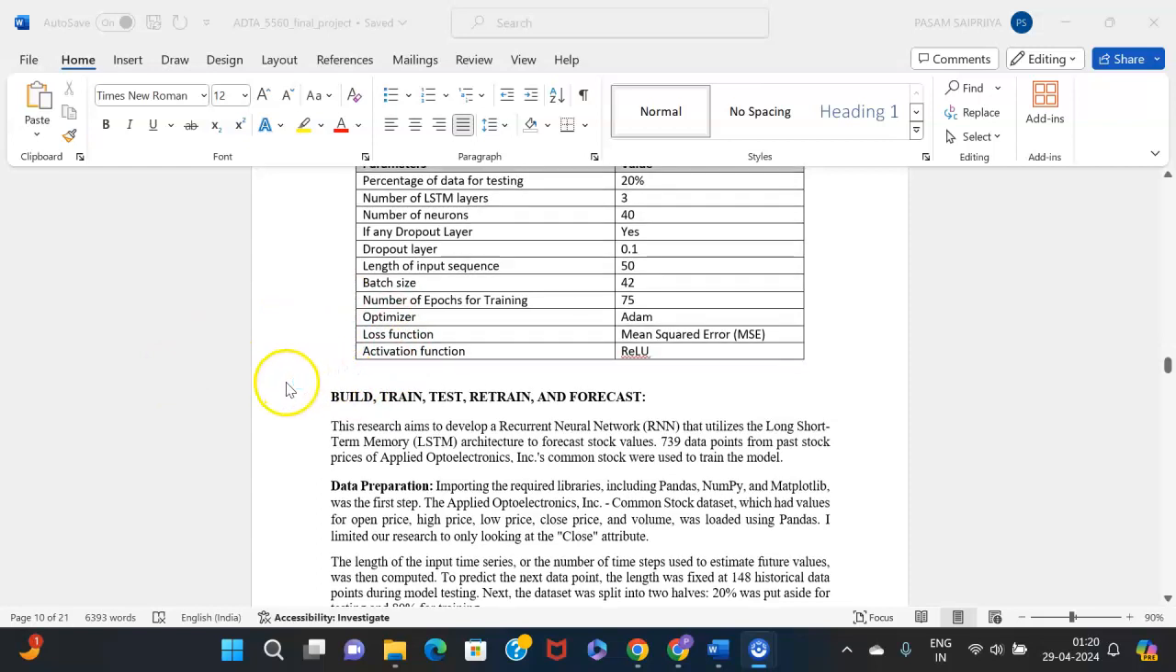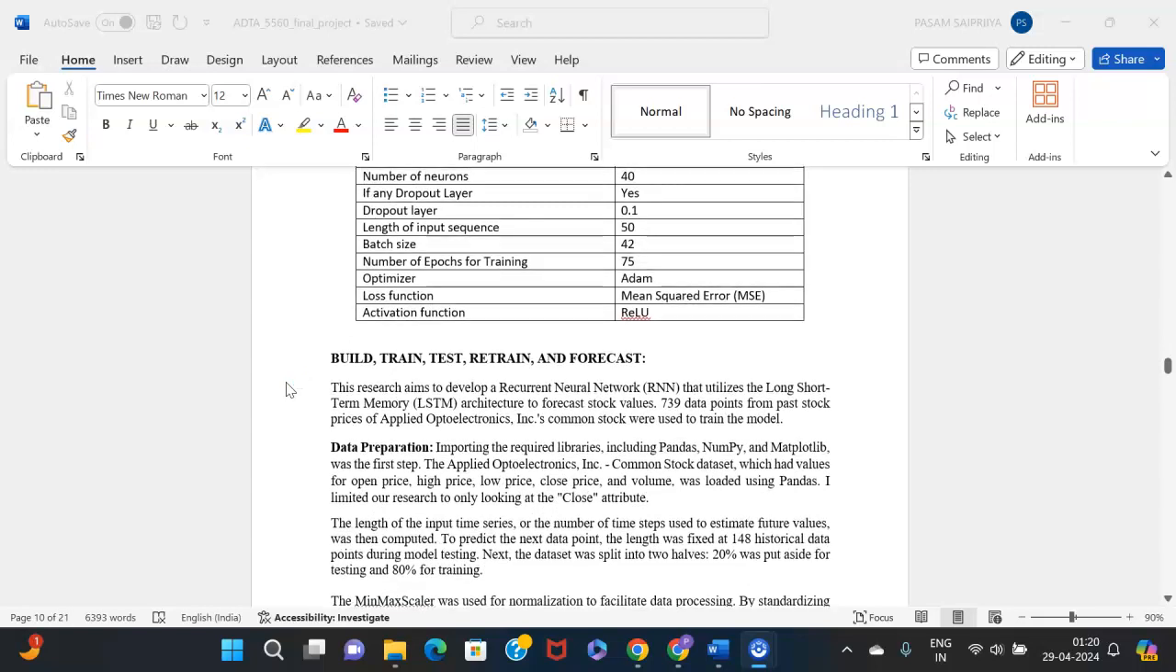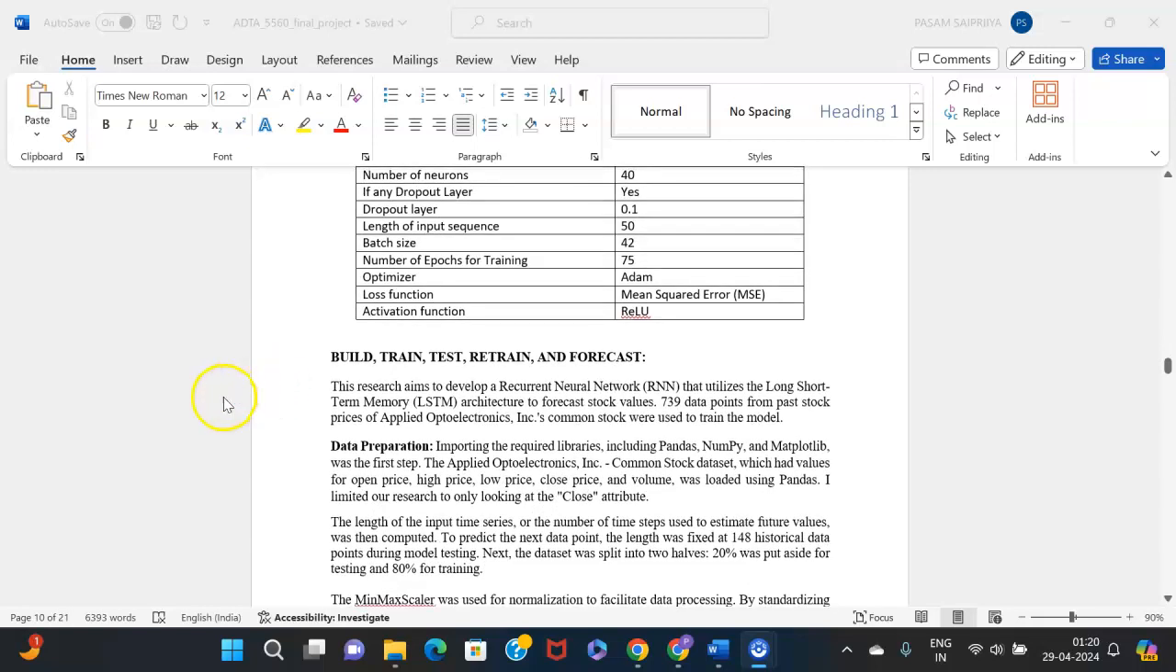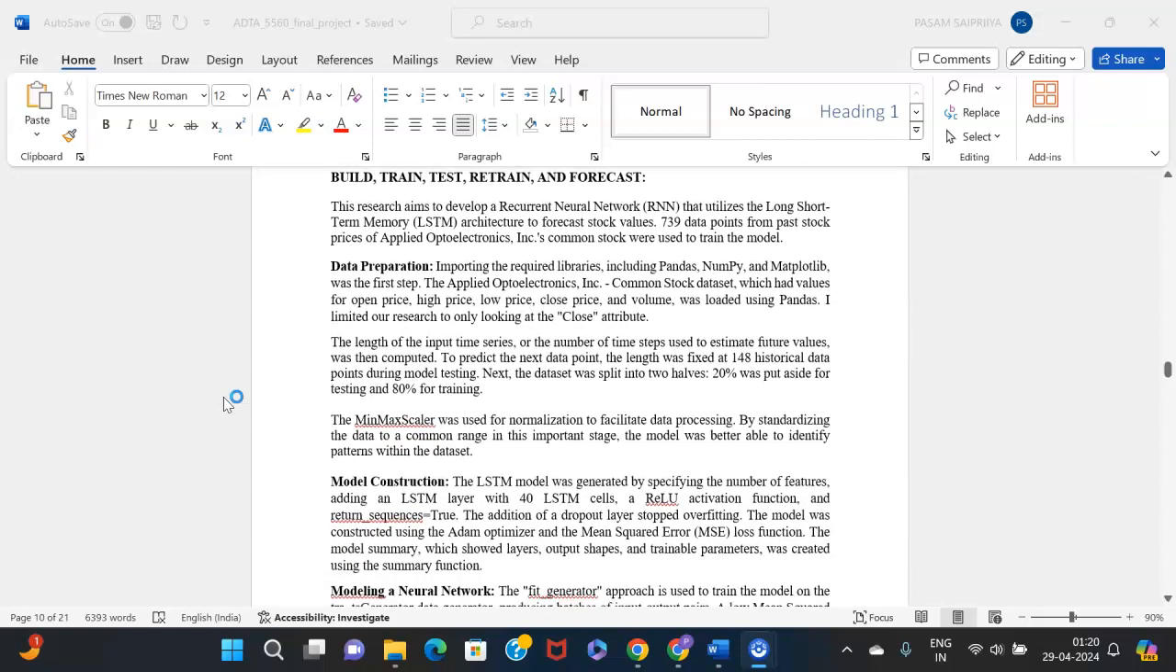So, in the shown figure: build, train, test, retrain, and forecast. This research aims to develop an RNN that utilizes the long short-term memory architecture to forecast stock values. 739 data points from past stock prices of Applied Optoelectronics common stock were used to train the model.